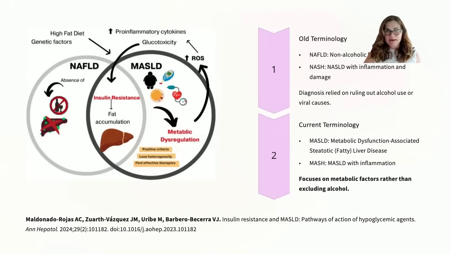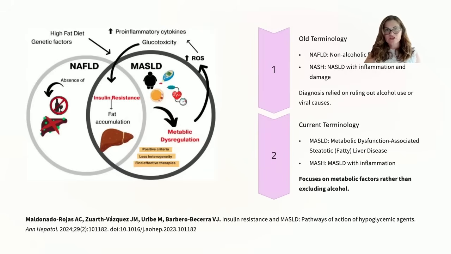We have a new name, MASLD, Metabolic Dysfunction Associated Steatotic Liver Disease. Steatotic just means fatty. This name tells us more. The fat buildup in the liver is linked to metabolic problems like being overweight, high blood sugar, high cholesterol, high blood pressure. The red words in the center of the diagram say insulin resistance, which means the body has trouble using insulin properly, a key cause of fat building up in the liver.